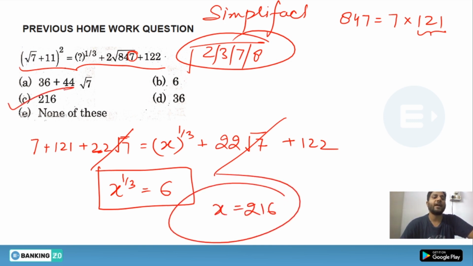So this was a very important question, in fact a previous year question as well. I have solved it, and I hope you got your solution correctly. And look, whenever I give you a homework question, just go to the video and put the answer in the comment box, because it will generate interest.